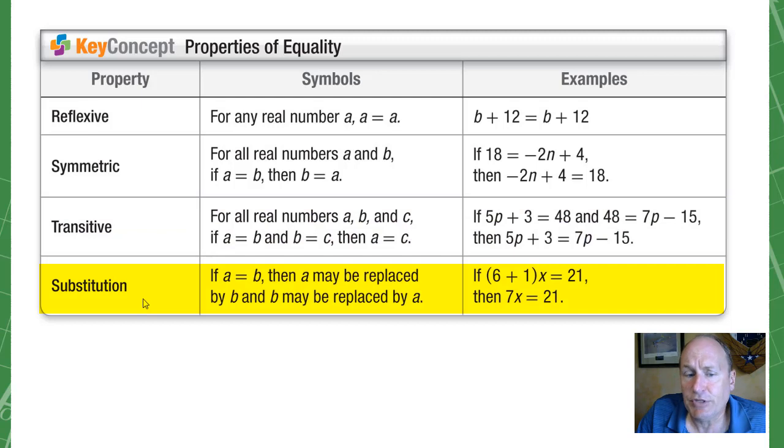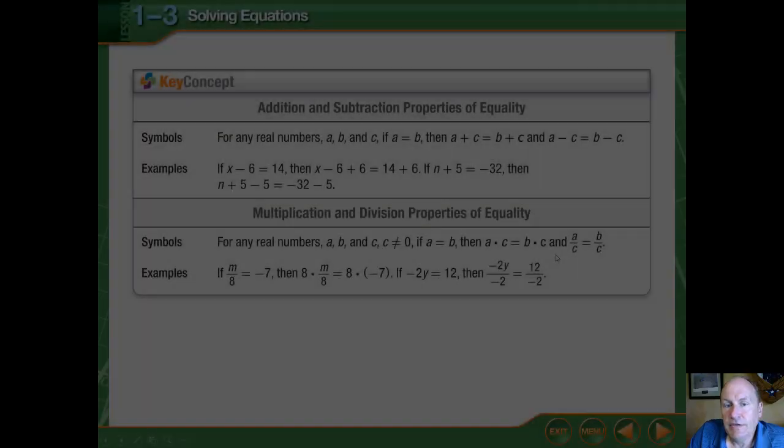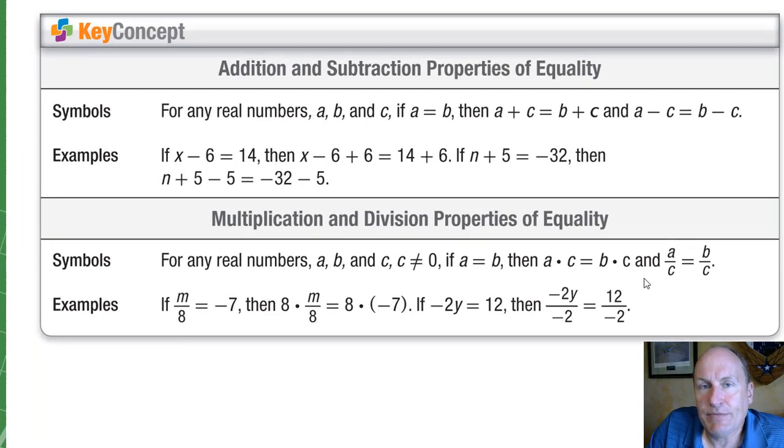And then finally, we have the substitution property of equality, which states that if a equals b, then a may be replaced by b and b may be replaced by a. In other words, we can substitute b for a and a for b, just like in a recipe. If it says you may substitute margarine for butter, then you can put in margarine anywhere the recipe says butter, and vice versa. These next sets of properties are absolutely critical in being able to solve equations through algebra. Let's look at the addition and subtraction properties of equality.